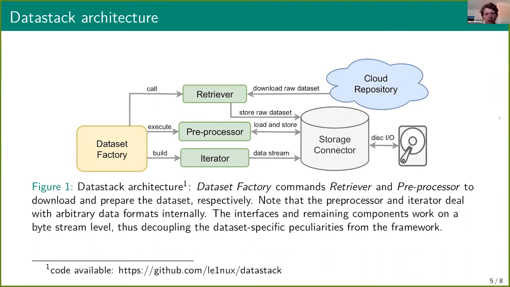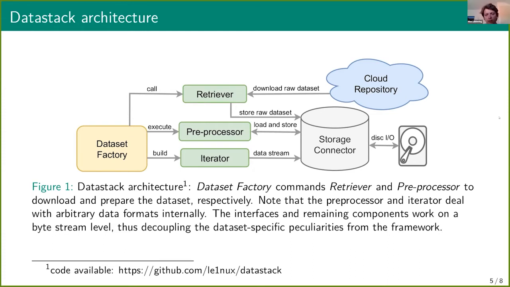Okay, so this is how we worked out our architecture. And here I show the implementation for a single dataset. Namely, we have a dataset factory, which calls the retriever in case the dataset is not present on the local disk yet. And the retriever then downloads the raw dataset from the cloud repository, and stores it on disk via a storage connector.